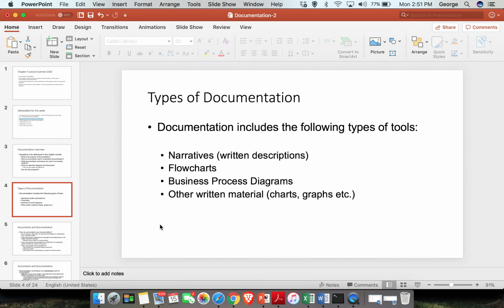So here are some types of documentation. This is not an all-inclusive list, but narratives, flowcharts, business process charts or diagrams, and then other written materials, charts, graphs, etc. that you might see from data visualization software. Right? Some of you have used Tableau. You're going to use IDEA. They have a lot of documentation that you can use from those programs. So in IDEA, when you get to the workforce, you will be able to create some charts, graphs, and tables, and we can use that. I mean, that can count as documentation as well to help people learn about control or learn about the system or learn about how to use a system.